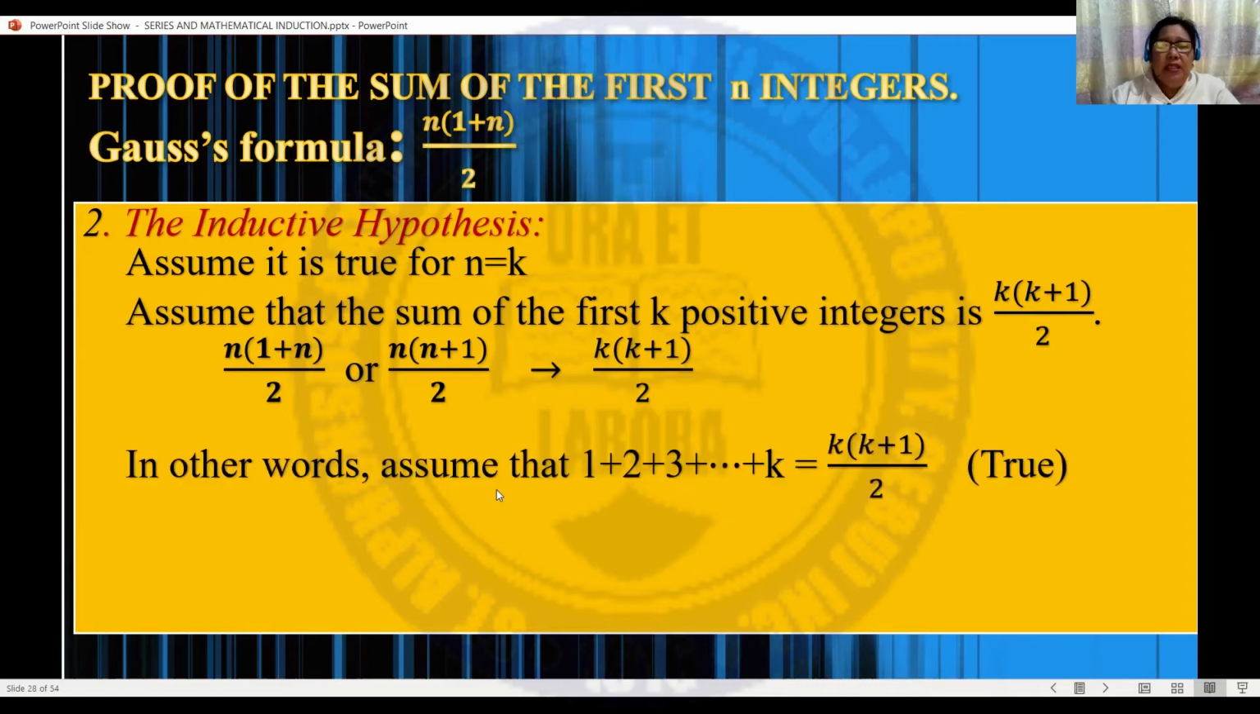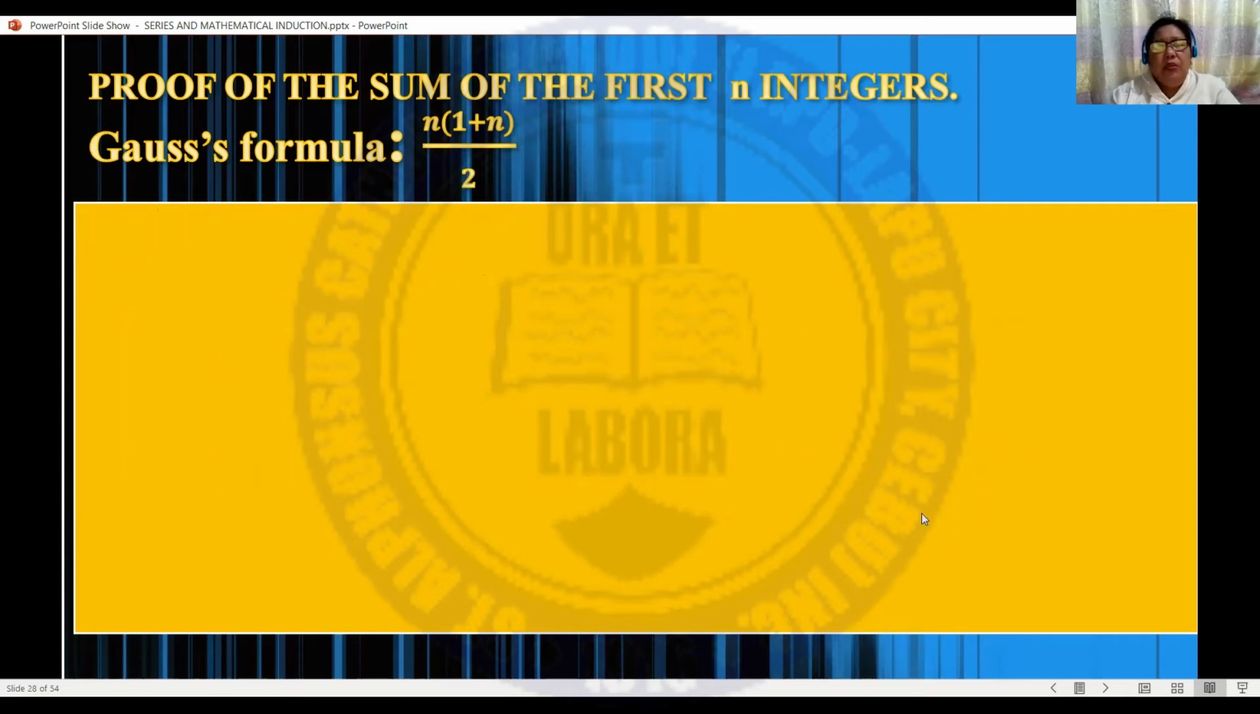In other words, assume that 1 plus 2 plus 3 plus and so on until k is simply equivalent to k times the quantity k plus 1 over 2. This series is the representation of the sum of the first n integers, and we have to assume that this is true. For the third step, we have to let n equal k plus 1.